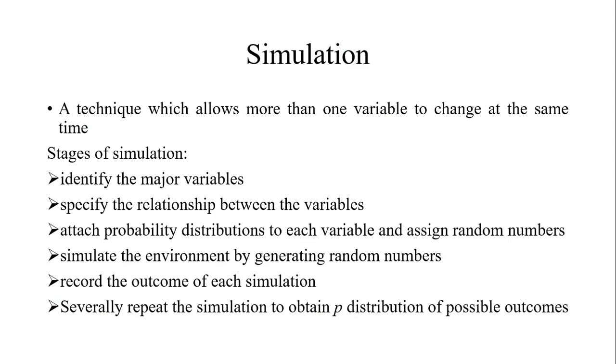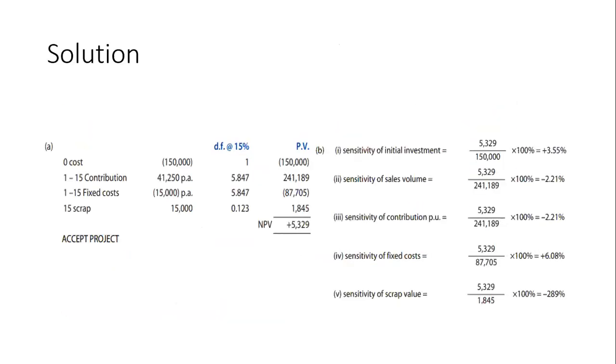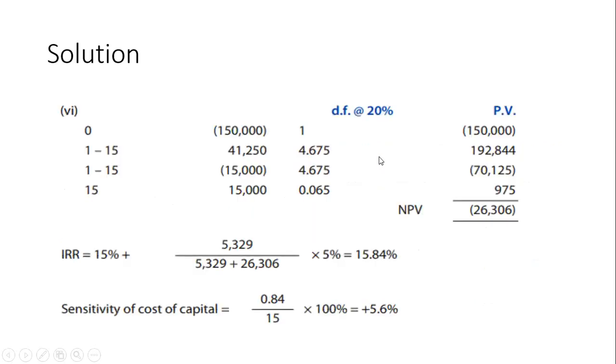All right, let's look at simulation. Simulation is a technique that allows more than one variable to change at the same time. Sometimes, like we saw previously, so many things can change. The initial investment can change and it will affect the investment. Sales volume can change, contribution can change, variable cost can change, fixed cost can change, scrap value can change. Now, with what we have done here, we are trying to see the change of each of these, keeping all the other variables constant.